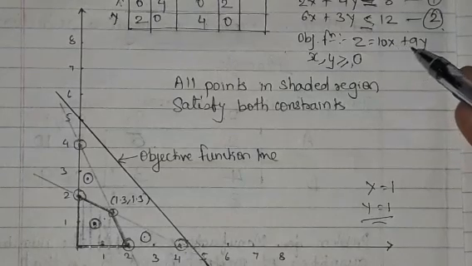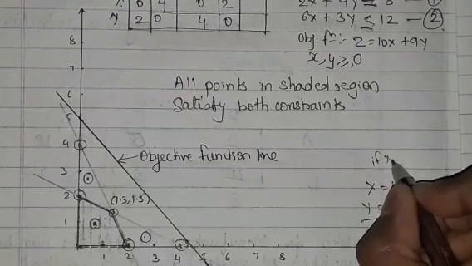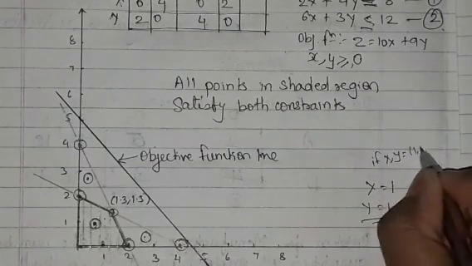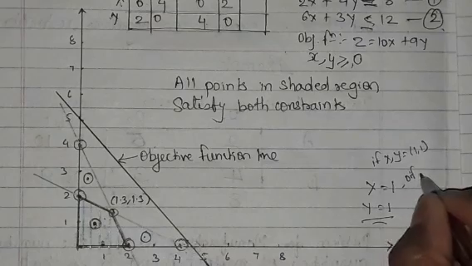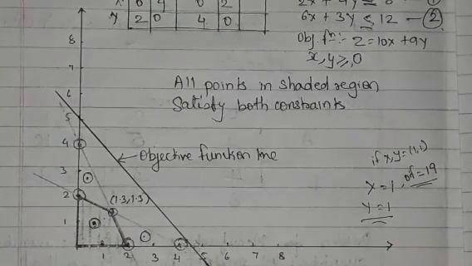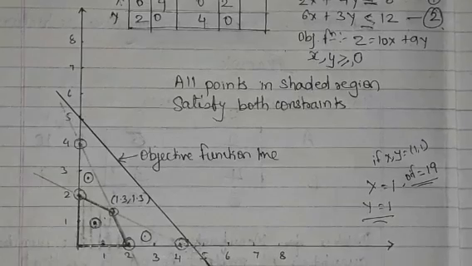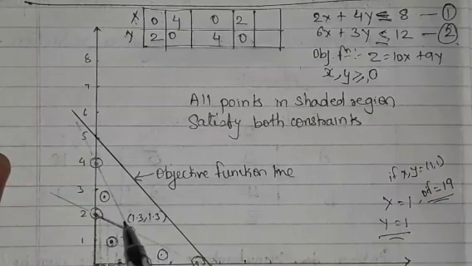10x means 10 plus 9 is 19. If x, y is 1, 1, the objective function would be 19. But is this the optimum one? No. So how do we find the optimum one? The optimum one could be anywhere.